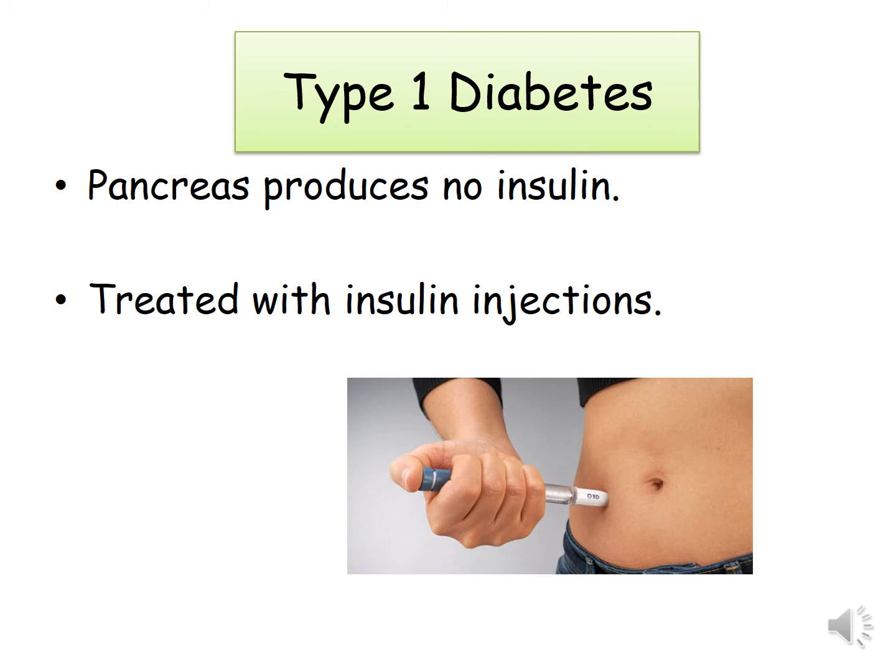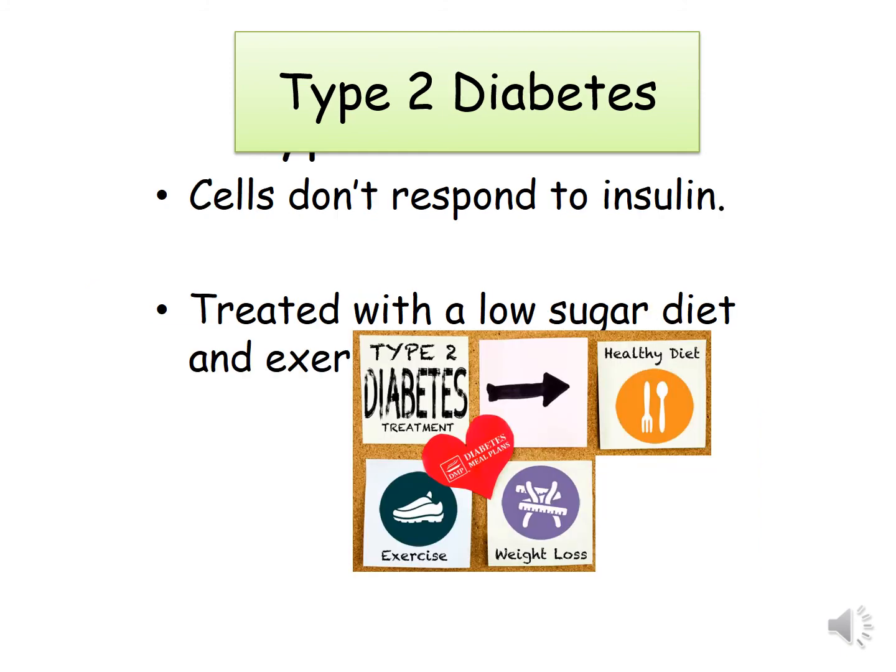So let's look at type 1 diabetes. This is when the pancreas produces no insulin. To treat this, we use insulin injections. No other treatment is available. Type 2 diabetes is where the cells don't respond to insulin. It is treated with a low sugar diet and exercise.